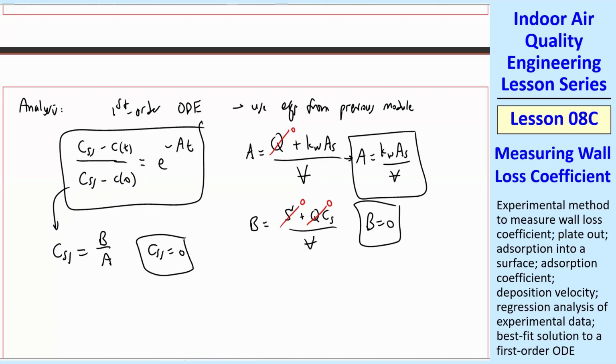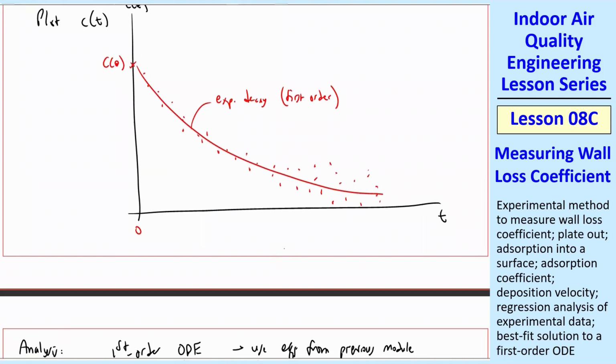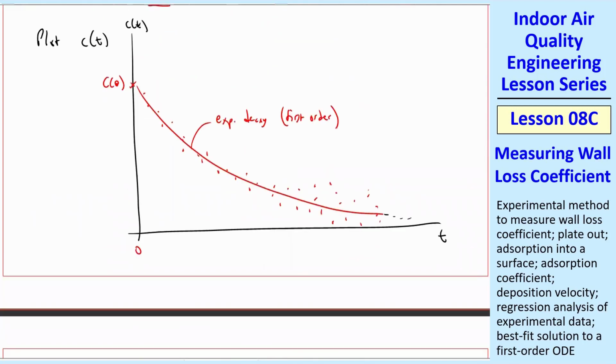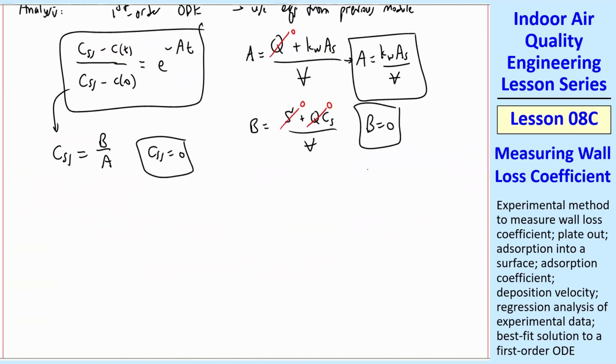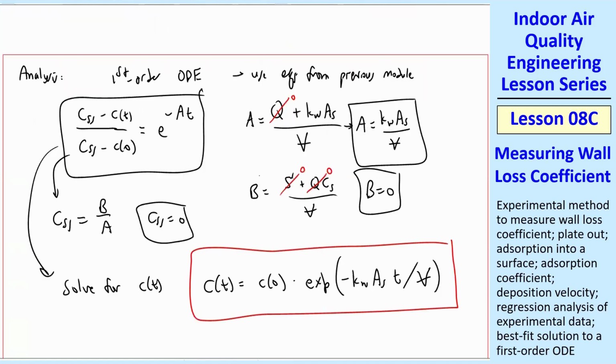Well, I could have saved you a lot of trouble here in the math. If we just look at this plot, we know that as this thing decays, there's no source. We've shut the source off, and all this contaminant is eventually going to get adsorbed into the object. So CSS, we could have said right from the beginning, is going to go to 0. But at least we proved that mathematically. Now let's solve for C of T. It turns out to be C at 0 times EXP of negative KW AS T divided by V. So we have an analytical expression for this curve.